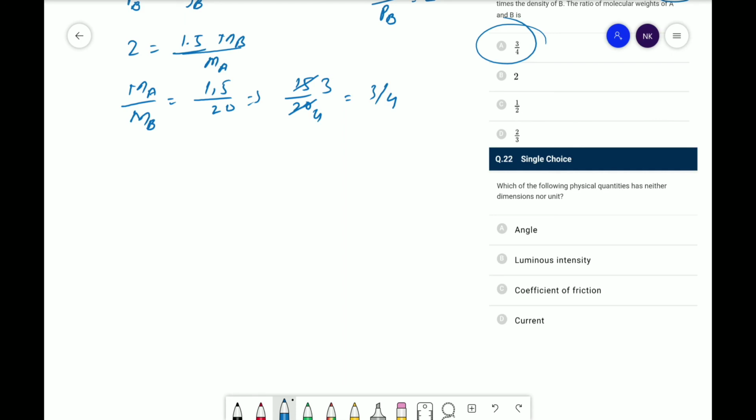What about friction? Friction is a ratio. Therefore friction coefficient can be defined as applied force divided by normal reaction. So it is force per force, hence it has no dimension or no unit. Current also has dimension and unit.